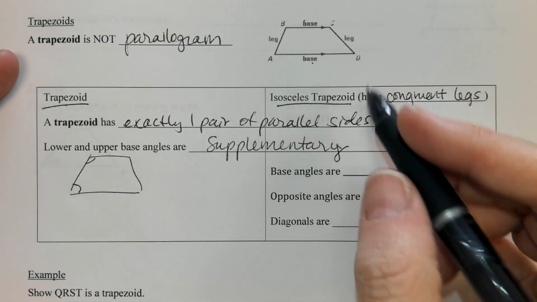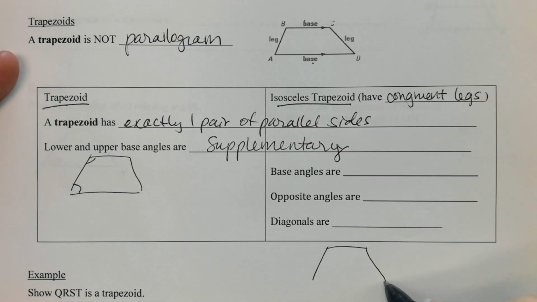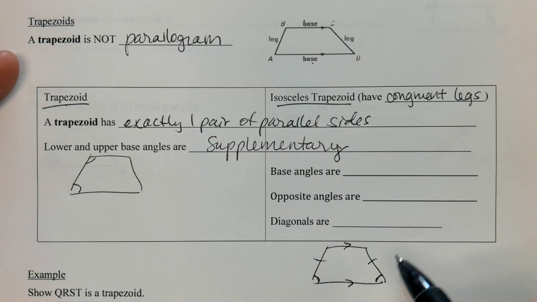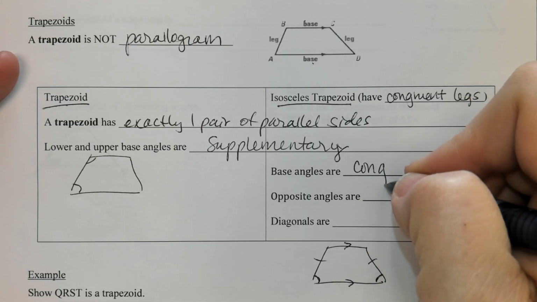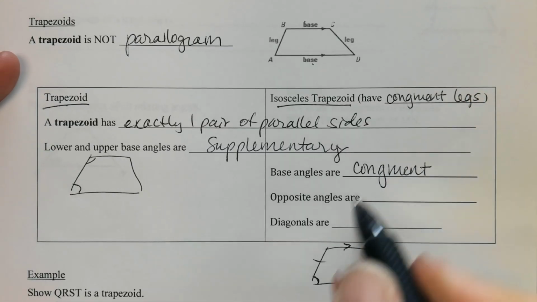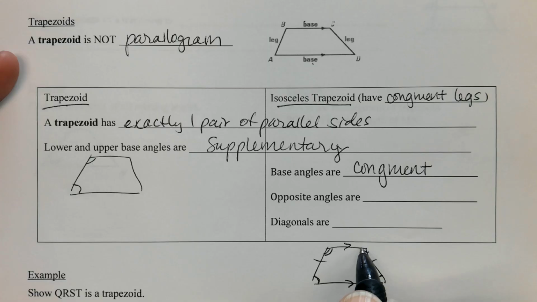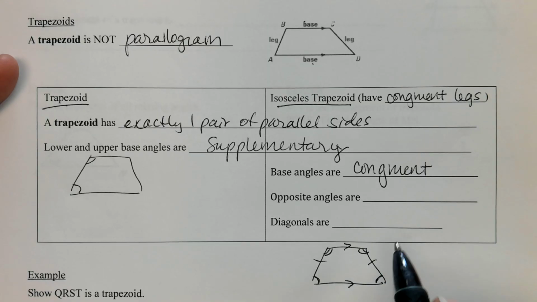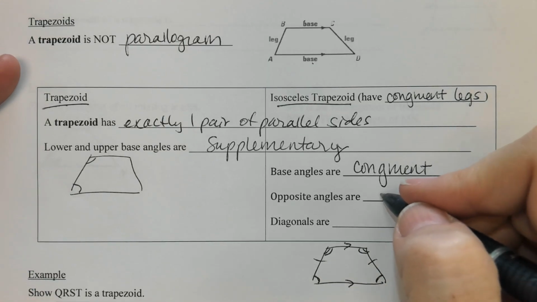In just an isosceles trapezoid, so an isosceles trapezoid would look like this. These are the same, these are parallel. The base angles, so like that one and that one, they are congruent. It also works for the top, so that one would be congruent to that one. Opposite angles are supplementary.